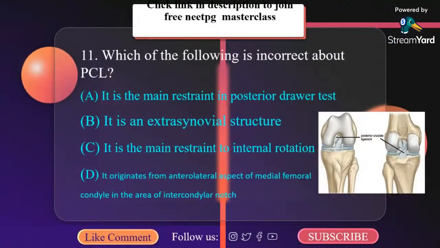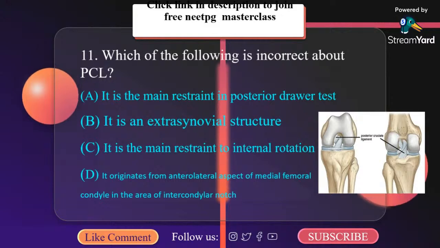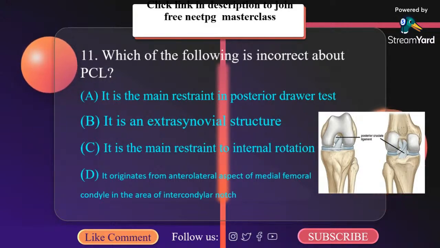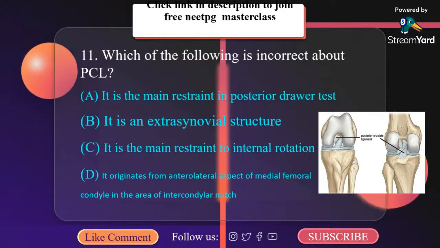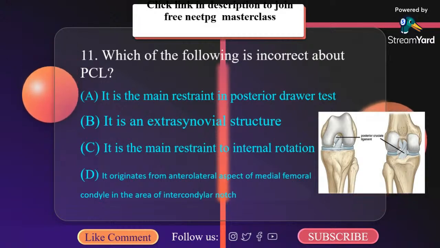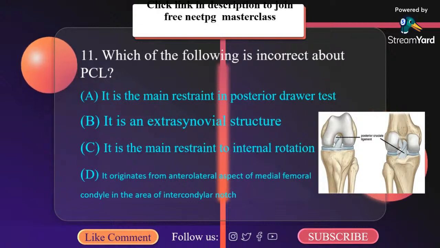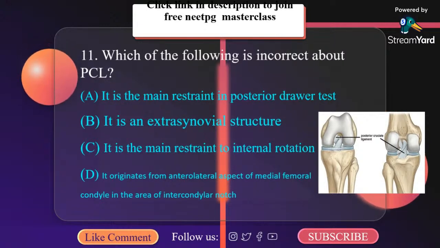Which of the following is incorrect about PCL? A. It is the main restraint in posterior drawer test. B. It is an extrasynovial structure. C. It is the main restraint to internal rotation. D. It originates from the anterolateral aspect of the medial femoral condyle in the area of the intercondylar patch. The correct answer here is that it is the main restraint to internal rotation.